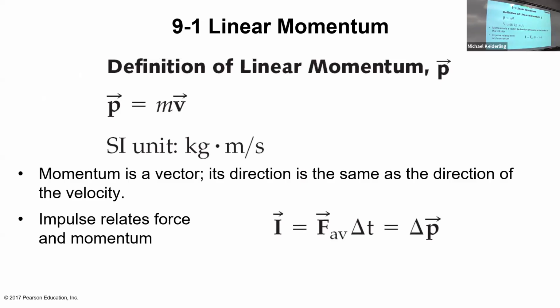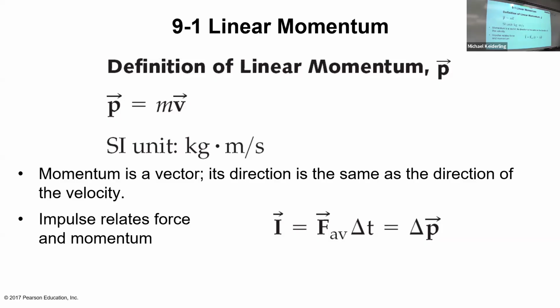So, linear momentum. We were talking about linear momentum. P is equal to mass times velocity, and it's a vector. Its direction is the same as the direction of the velocity.